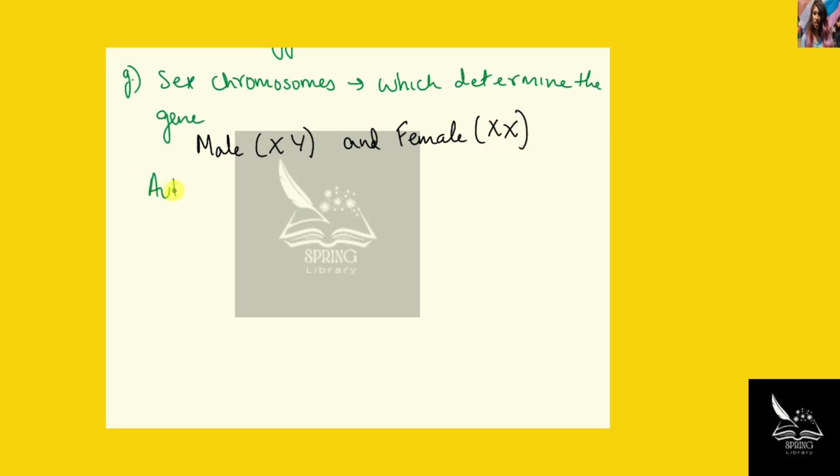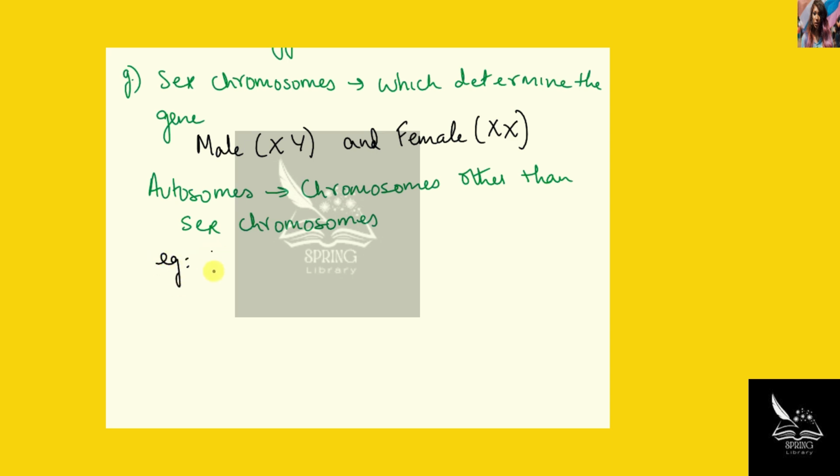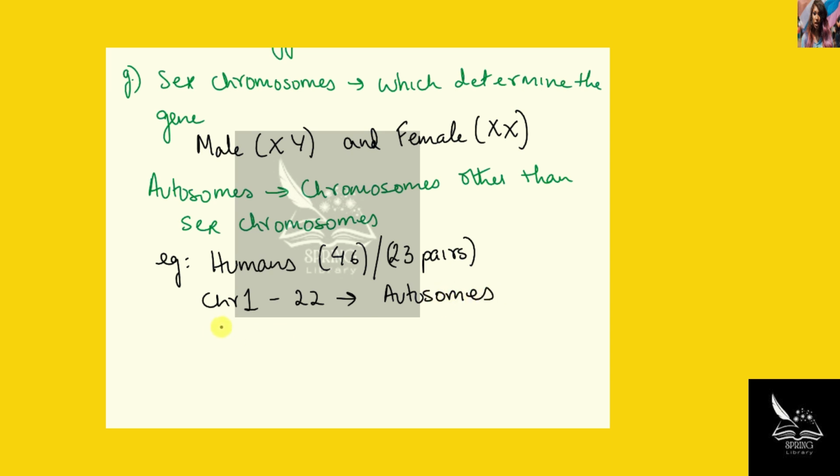Whereas autosomes are chromosomes other than the sex chromosomes. Say for example, humans have 46 chromosomes, or we can say they have 23 pairs. So chromosomes 1 to 22, these are autosomes. And chromosome 23, these are the sex chromosomes, which determine the gender of a person.